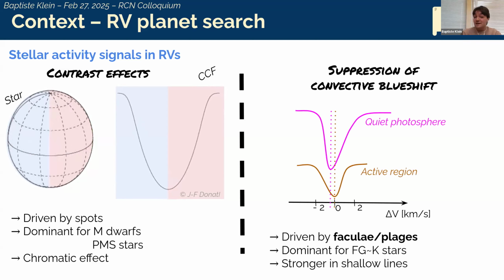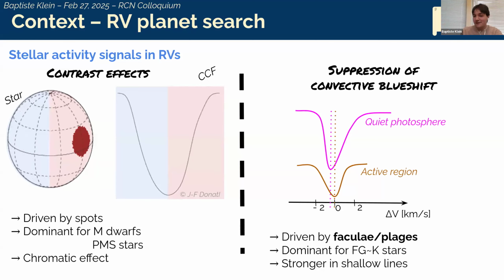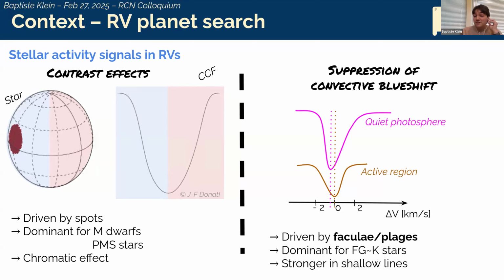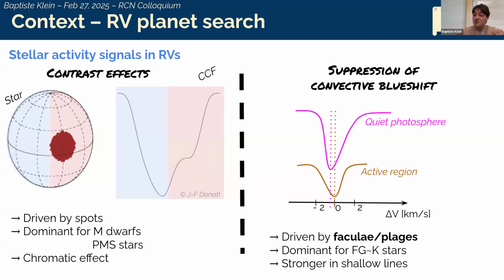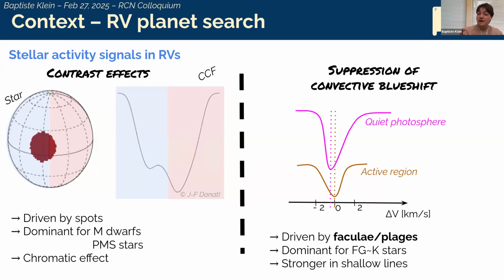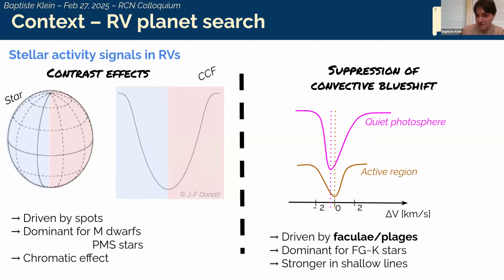Brief reminder is that because upwards going granules at the surface of the sun carry more flux than downwards going granules, we have a natural blue shift of the disk-integrated spectral line. So within an active region, and in particular within an active region that has quite a small contrast with respect to the photosphere, like faculae, will locally suppress the convection, and the local line profile will not have this convective blue shift. So when you take the disk-integrated line, you will see a distortion in your line profile.